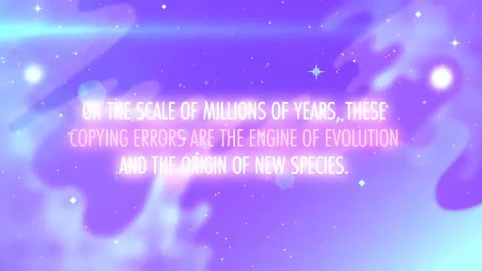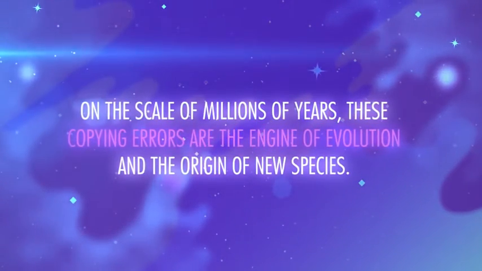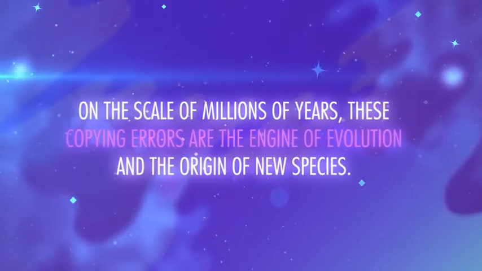On the scale of millions of years, these copying errors are the engine of evolution and the origin of new species. They allow the tiny layer of fragile organic material sitting atop the hulking geological structures of the Earth to be shaped and reshaped like Play-Doh, from prokaryotes to eukaryotes to trilobites to dinosaurs to Abraham Lincoln.